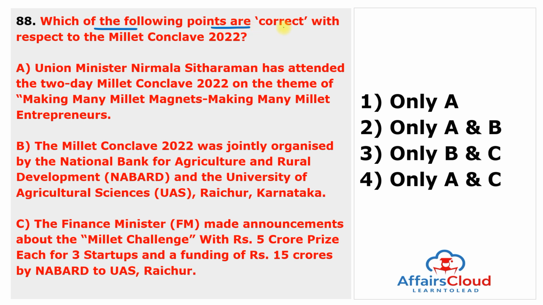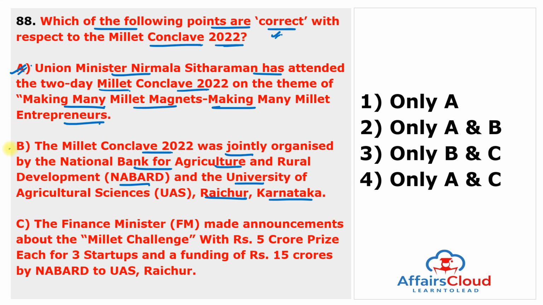Which of the following points are correct with respect to the Millet Conclave of 2022? Correct statement. Now, first is Union Minister Nirmala Sitharamanji has attended 2-day Millet Conclave, and the theme of Millet Conclave was making many millet magnates, making many millet entrepreneurs. So, this statement is true. Next is the Millet Conclave 2022 was jointly organized by NABARD, National Bank for Agriculture and Rural Development, and the University of Agricultural Sciences, which is situated in Raichur, Karnataka. This statement is also true. And the Finance Minister also made announcement about the Millet Challenge with rupees 5 crore prize each for the 3 startups.